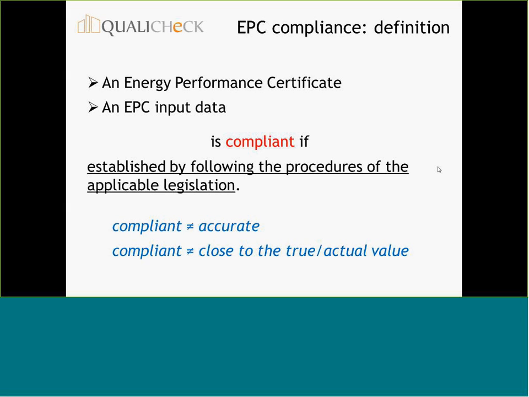The energy performance assessment has not the objective to show the actual energy consumption of the occupied building, as it will, for example, depend on the occupant's behavior, and the input data can also, in some cases, be a simplified value, such as, for example, a default value. So compliant only means established by following the procedure of the applicable legislation, but not necessarily accurate or close to the true or actual value.